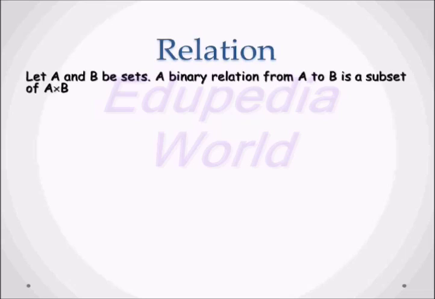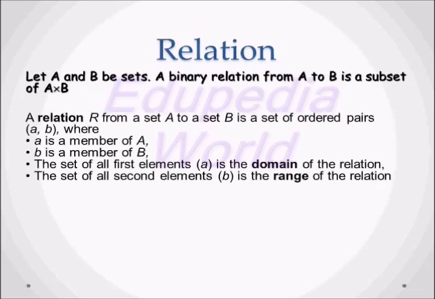Relation. Let A and B be sets. A binary relation from A to B is a subset of A cross B. A relation R from a set A to a set B is a set of ordered pairs (a, b) where a is a member of A and b is a member of B. The set of all first elements is the domain of the relation. The set of all second elements is the range of the relation.